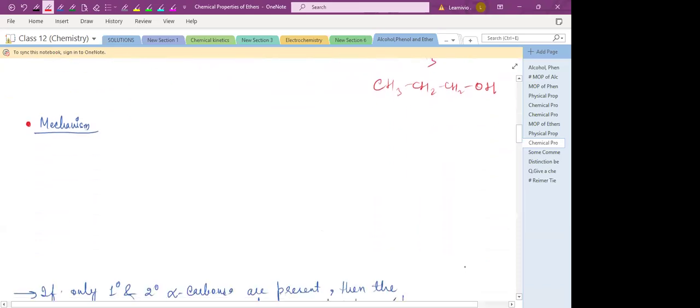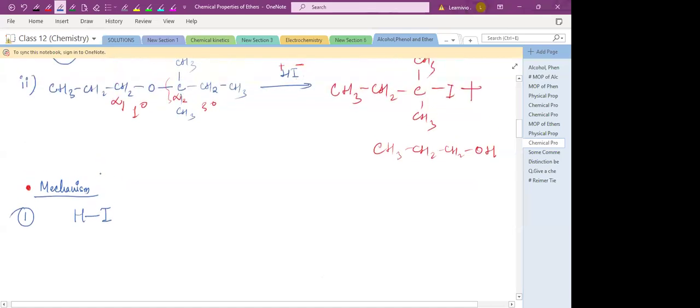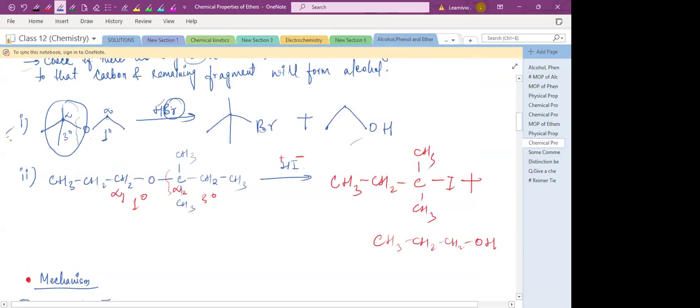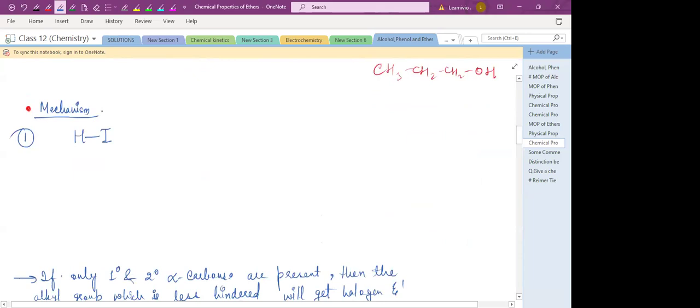Okay, now let's see the mechanism. What will be the mechanism of this reaction? Means when you treat the ether with halogen acid, what will be the mechanism? So suppose HI आप ले रहे हो. Okay, I'm just showing the mechanism of this reaction. First one, इसका mechanism मैं share कर रही हूँ. So mechanism, first one HI.